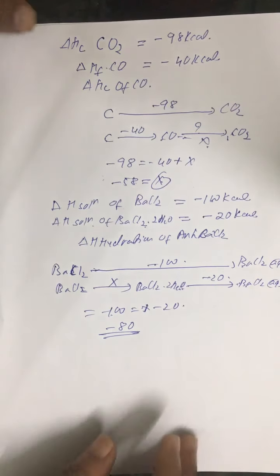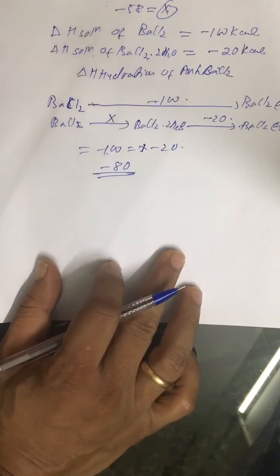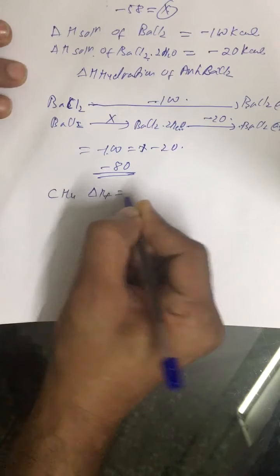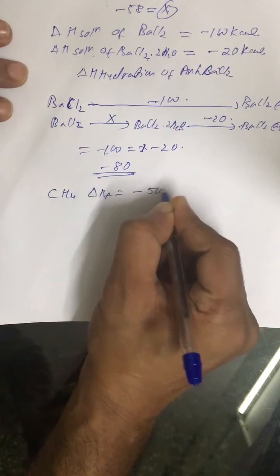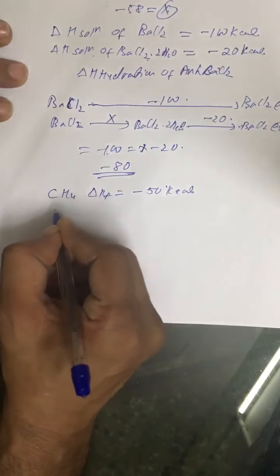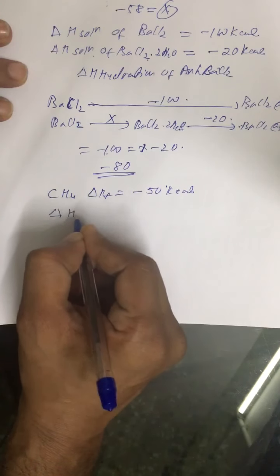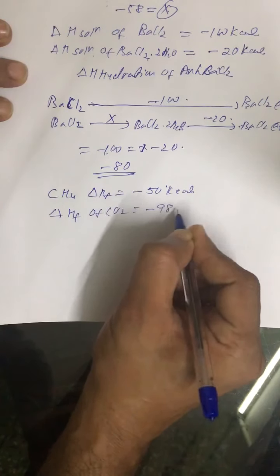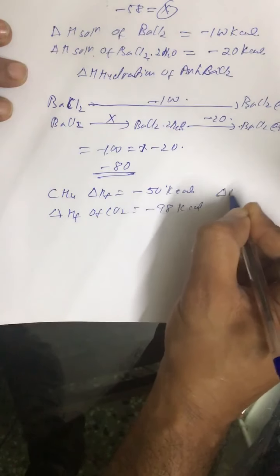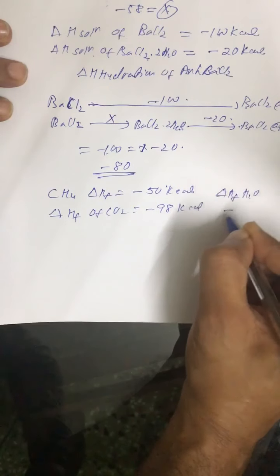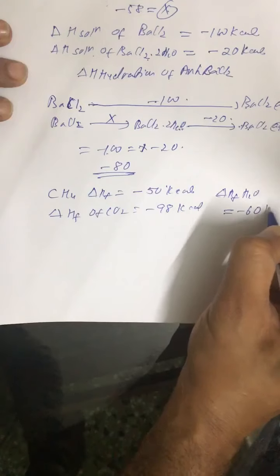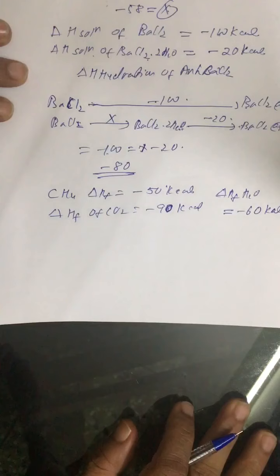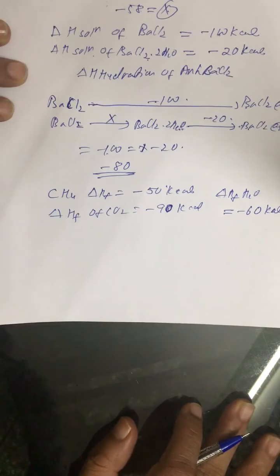All right. Or in some numericals, you will be given, say, CH4. The heat of formation of CH4 is given. It is minus 50 kilocalories. And the heat of formation of CO2 is given. It is minus 98 kilocalories. And the heat of formation of H2O is given. It is minus 60 kilocalories. All right, make it minus 90 kilocalories, so that the calculation part is easy.